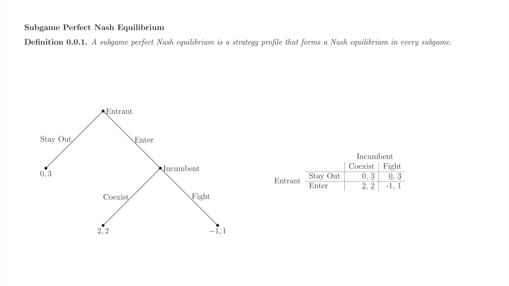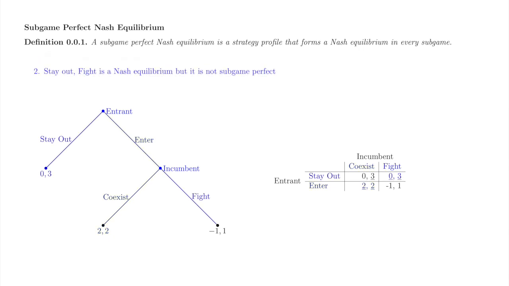Here is Selten's chain store paradox again, next to its matrix form with best responses underlined. In the previous video, we rejected the Nash equilibrium stay out, fight, since fighting off the path of play was not a credible threat. Here is enter, coexist, marked in blue. We know from the previous video that these strategies form a Nash equilibrium. The strategies also form a Nash equilibrium in the subgame beginning at the incumbent's node, because the incumbent prefers coexist to fight. Since these strategies form a Nash equilibrium in every subgame, they form a subgame-perfect Nash equilibrium.